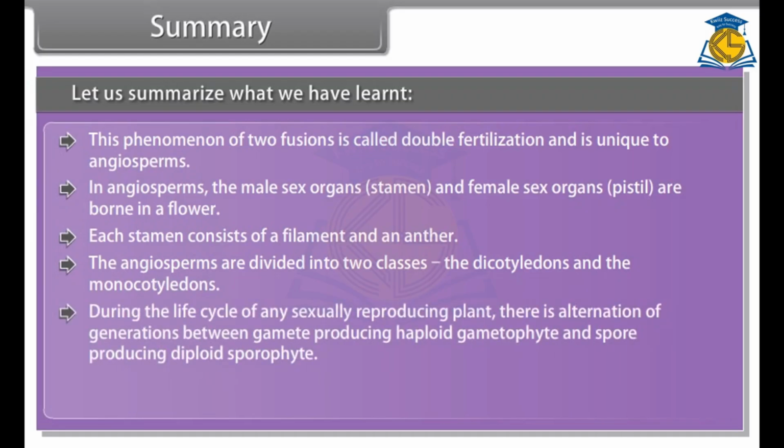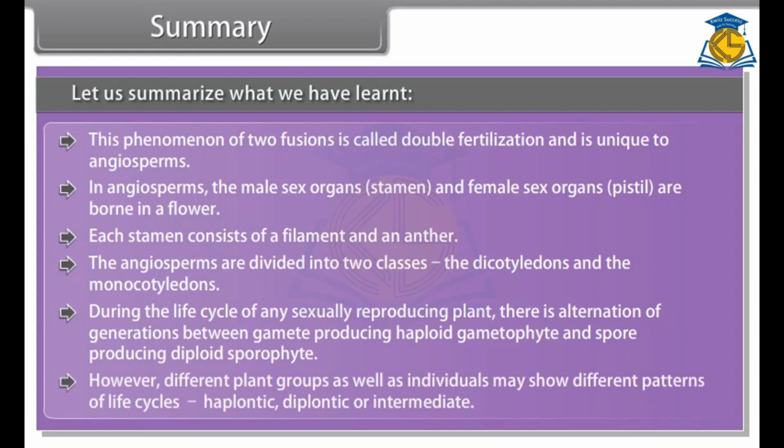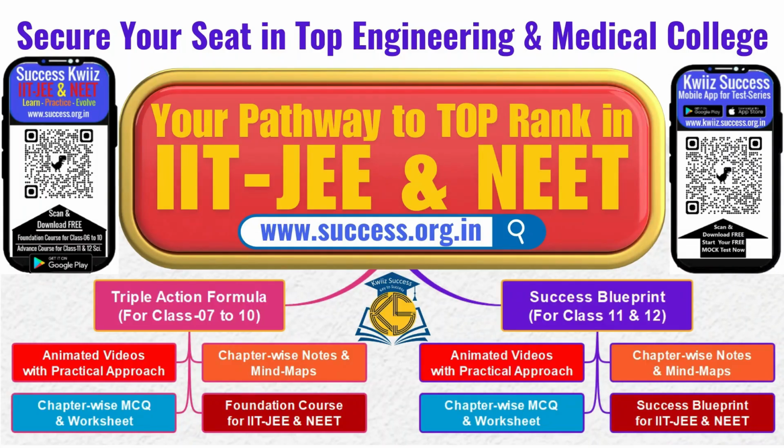During the life cycle of any sexually reproducing plant, there is alternation of generations between gamete-producing haploid gametophyte and spore-producing diploid sporophyte. However, different plant groups as well as individuals may show different patterns of life cycles: haplontic, diplontic or intermediate.